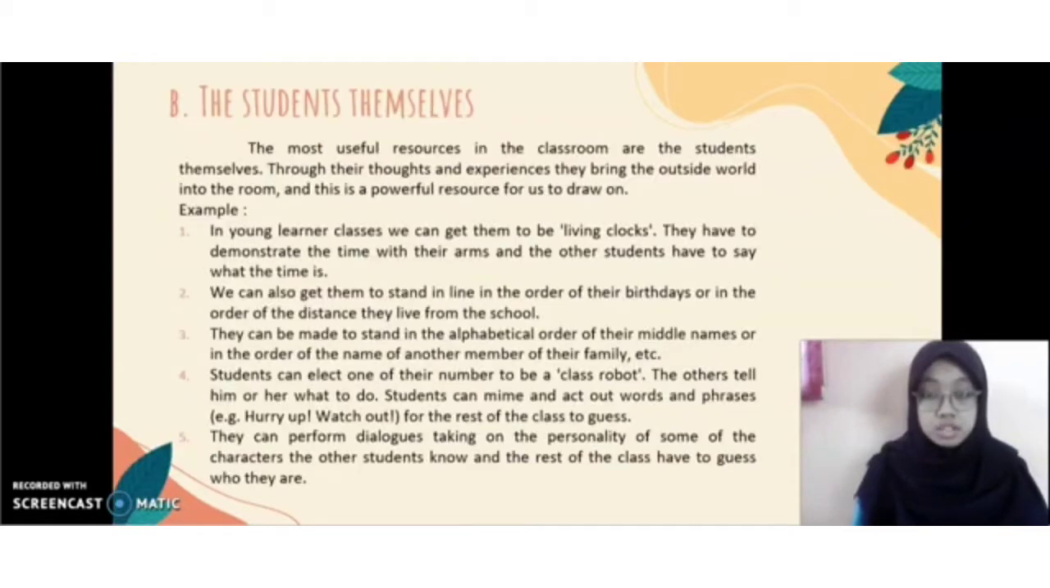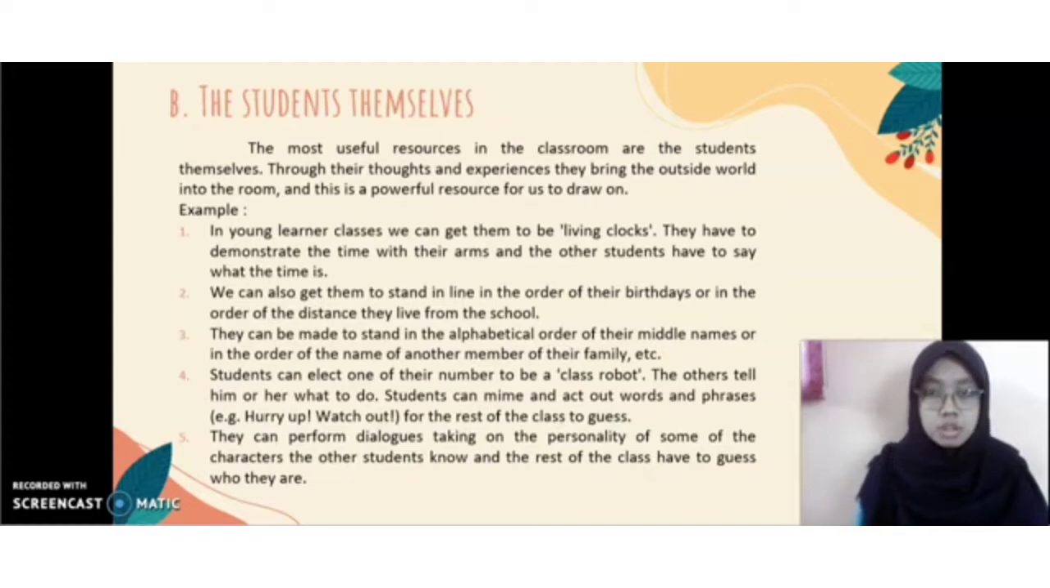Next is the students themselves. The most useful resource in the classroom is the students themselves. Through their thoughts and experience, they bring the outside world into the room. And this is a powerful resource for us to draw on. For example, in young learner classes, we can get them to be living clocks. They have to demonstrate the time with their arms, and the other students have to say what the time is.